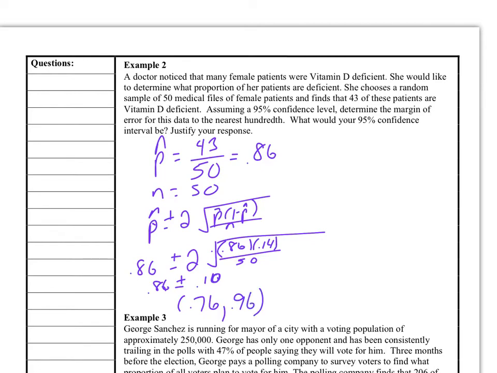All right, so justify your response is what you should be doing. Your justification is typically your work. All right, so we have our 95% confidence interval. The answer to the question is determine the margin of error. All right, so the margin of error, again, is always the part you're multiplying, the 2 times the standard deviation, which is 0.10. So we'll label that and call it good.